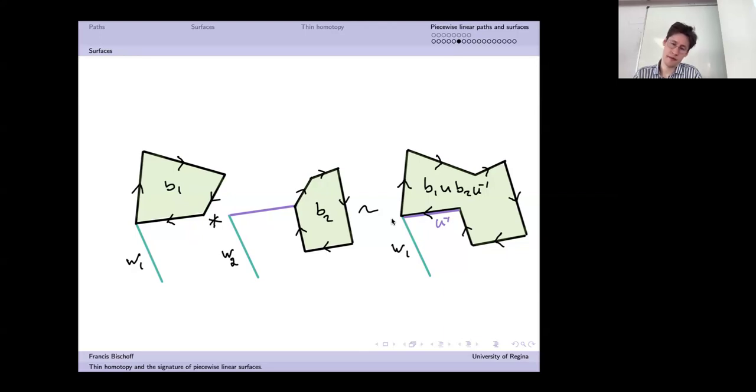What happened to W1 and W2? Well, W1 is this green part. W2 is the green part plus the blue part. U is W1 inverse W2, which just gives you the blue part. So if B1, U, B2, U inverse is planar, then you should impose this relation.